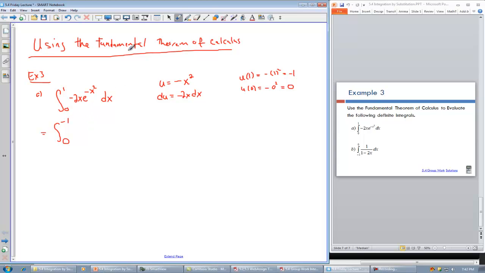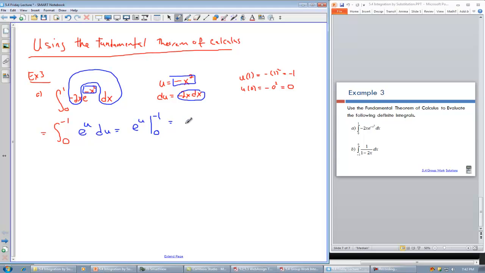And I have, let's change colors here. I have my u, right? This is my u, right here. So I have e to the u. And minus 2x dx, right? That's just right here. So that's my du. I can integrate e to the u. It's one of my 4 types, so it's just e to the u. I don't need to write plus c because it's a definite integral, so it goes from 0 to negative 1.